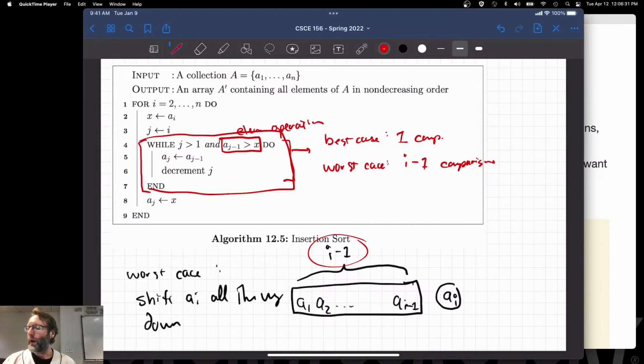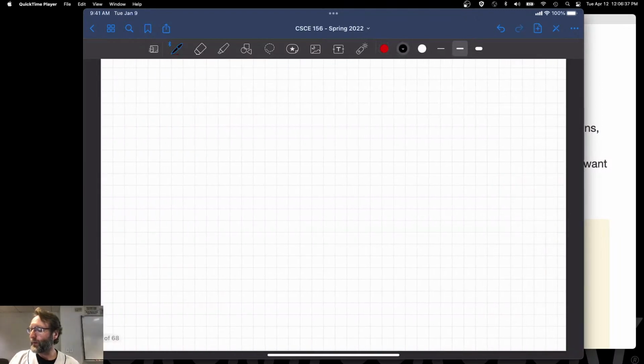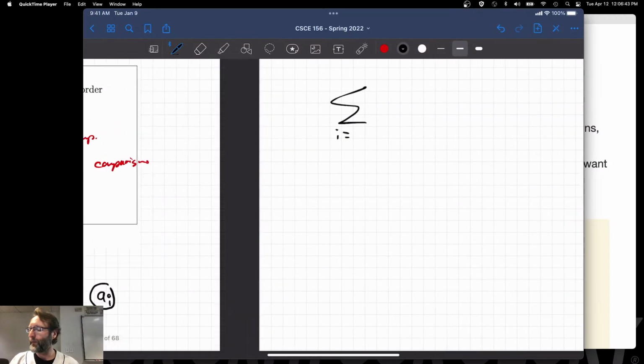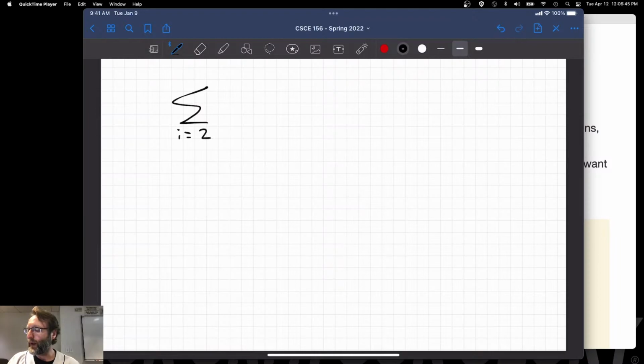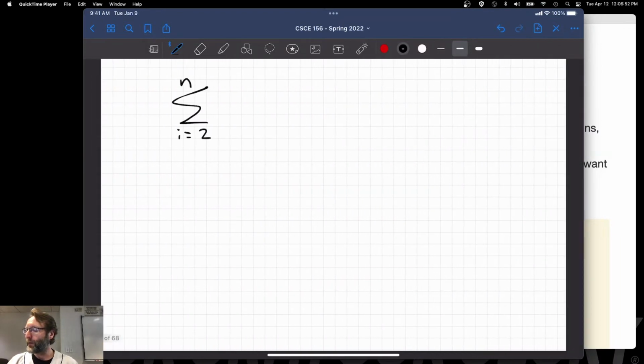We've got a summation on the outer for loop here. So let's write that down. There's a summation, i running from, what was it again? 2 up to n of, and how many comparisons do we do in the worst case scenario? i minus 1. There we go. And now we just have to solve that summation.